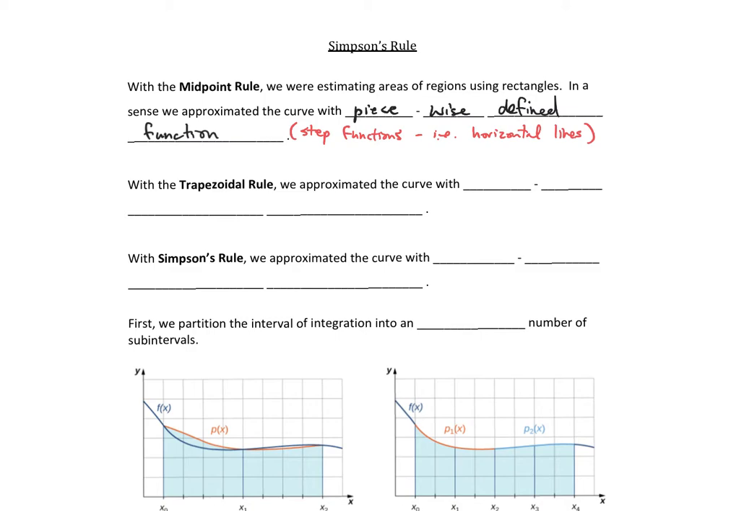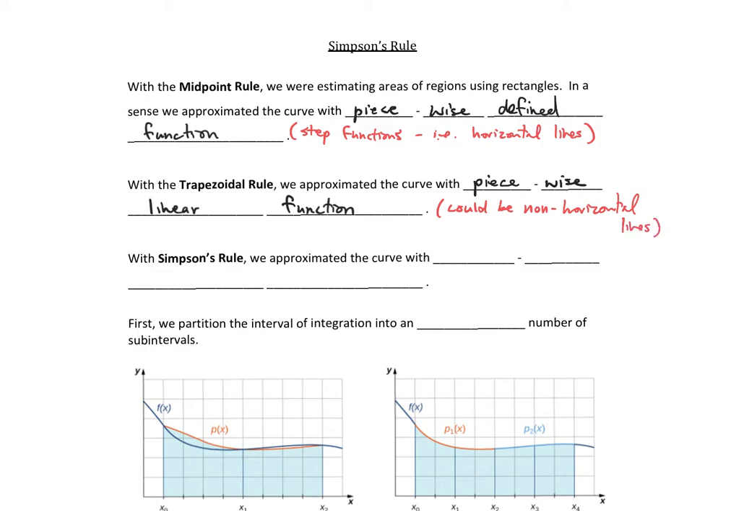In the trapezoidal rule, we also used piecewise functions, but we didn't just use horizontal lines. We used piecewise linear functions, but these lines could be non-horizontal.